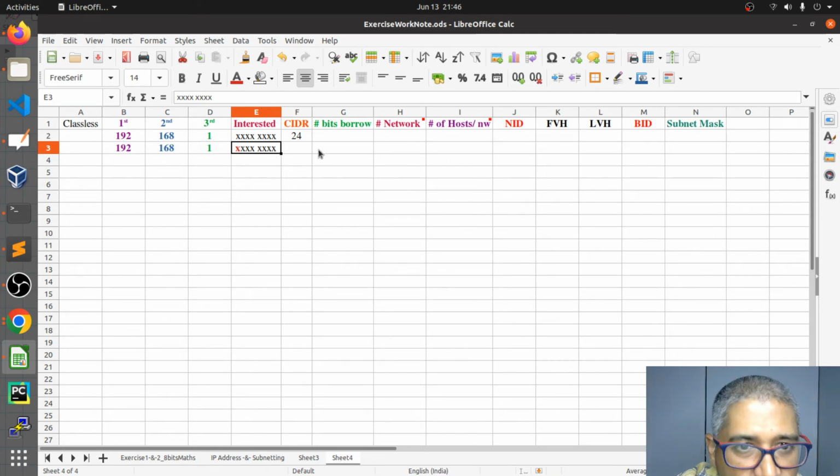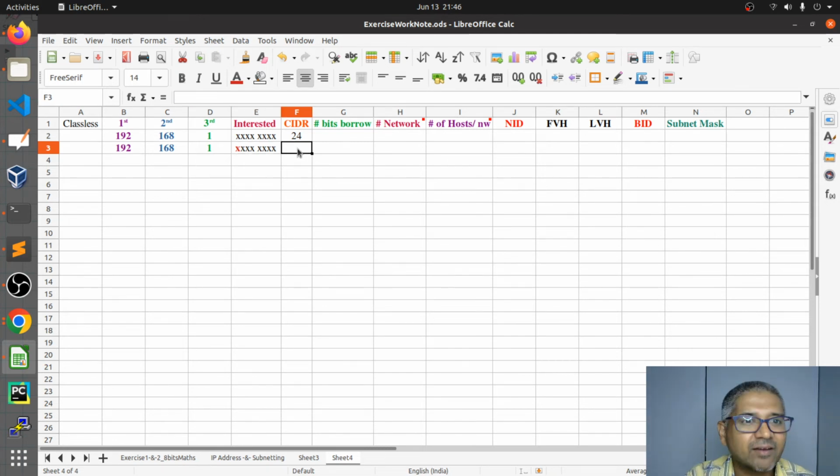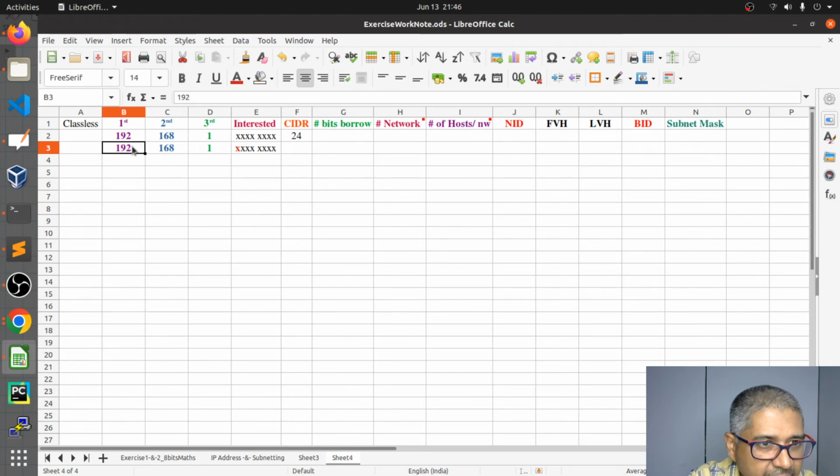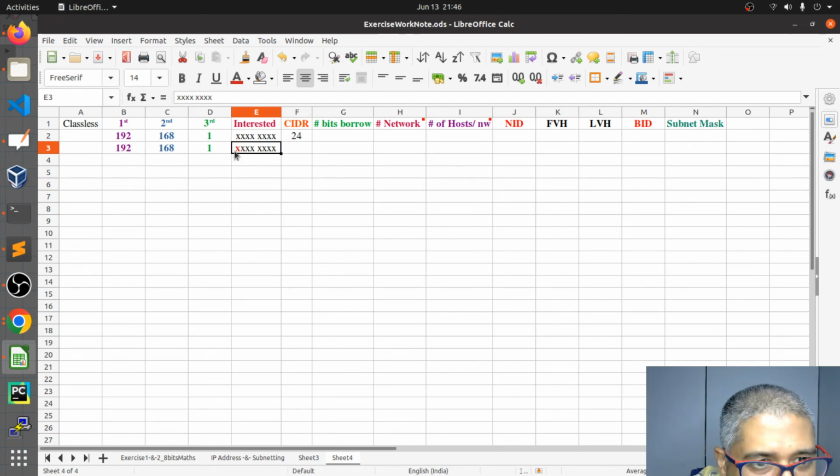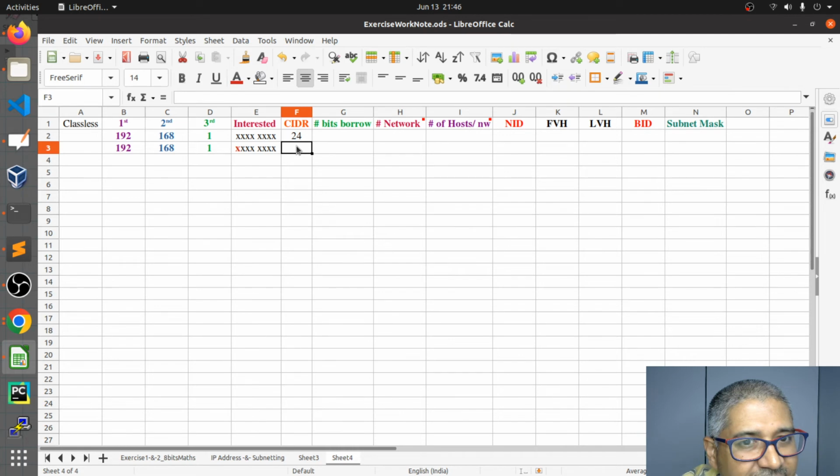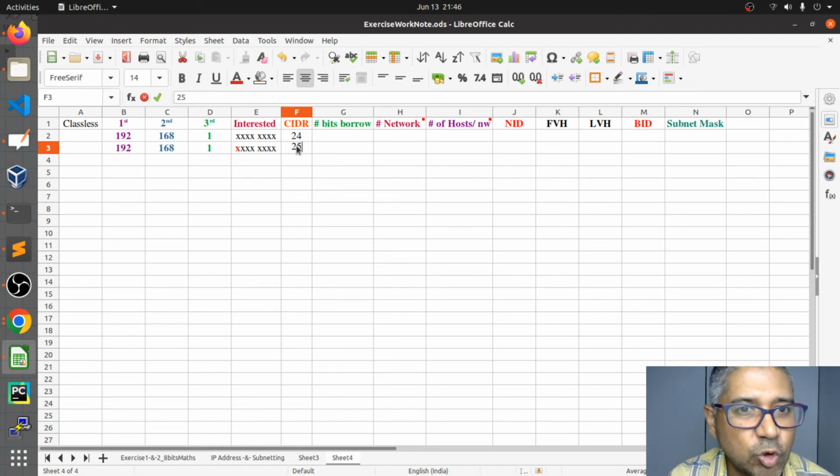Okay, now what is my CIDR? So 8 plus 8 plus 8, 24, and out of 8, 1 bit moved to the network. So what will be the CIDR? 25. Excellent. So you have 25 network bits.